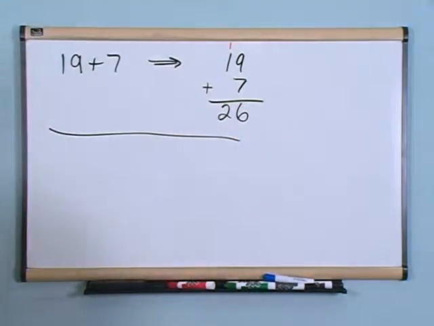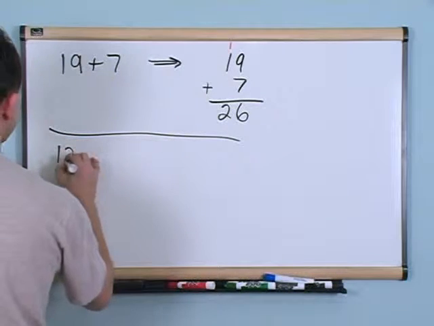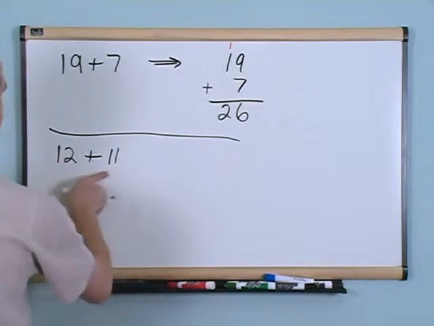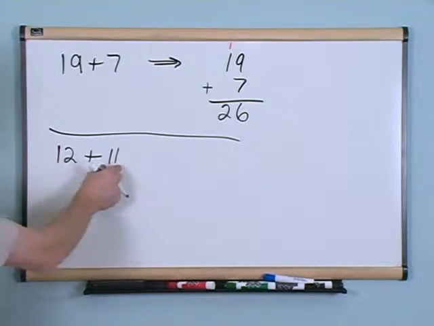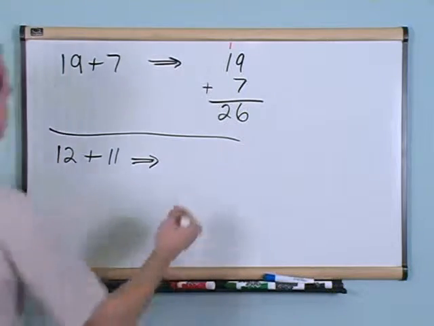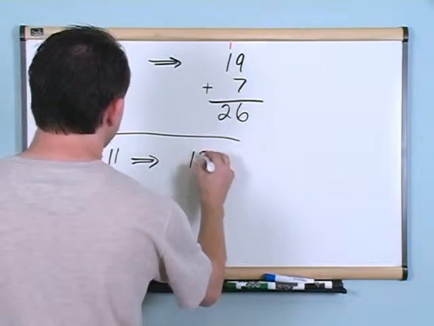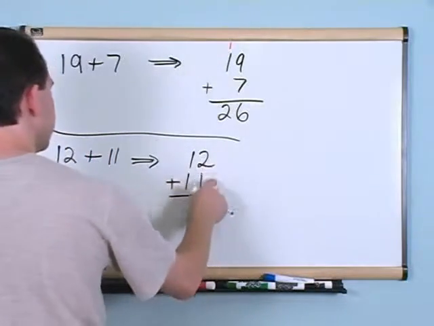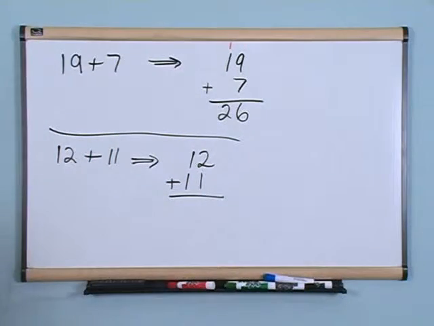Okay? Now, what if you had something a little bit more complicated, like 12 plus 11? This is the first problem where we have a double digit plus a double digit, but you're going to find out that the rules are exactly the same. It's very easy. 12 plus 11. I just write one number on top and one number on the bottom, okay?